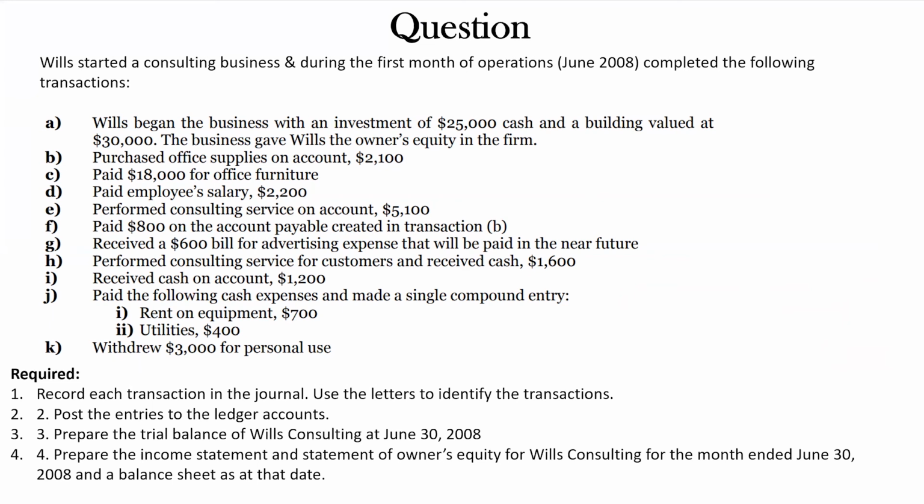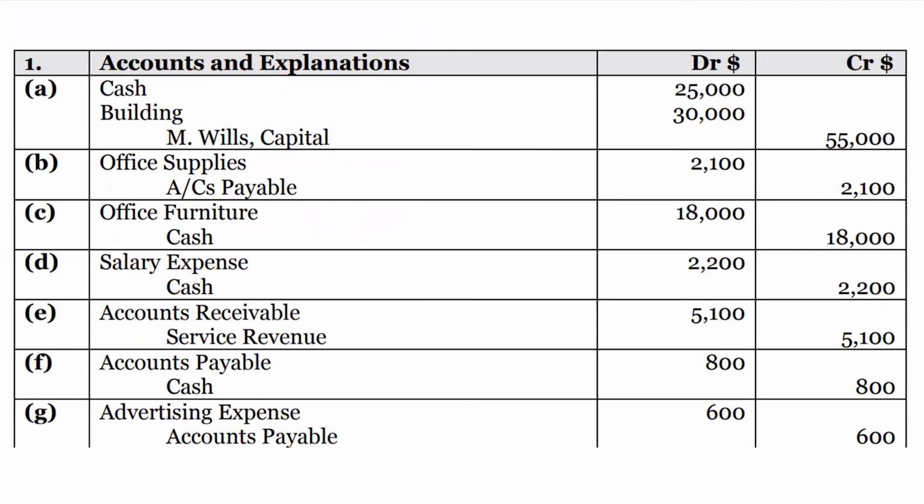And what's the opposite side to this? What is it that we're paying in the near future? An expense. Advertising expense. So we're seeing here advertising expense has now increased by $600. And when we see our expense increases, we debit. So the journal entry for this transaction is a debit to advertising expense 600 and a credit to our accounts payable of $600. Let's look at the ledger entry.